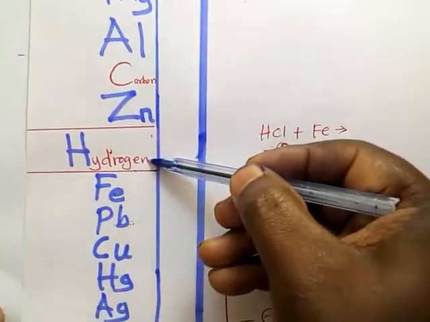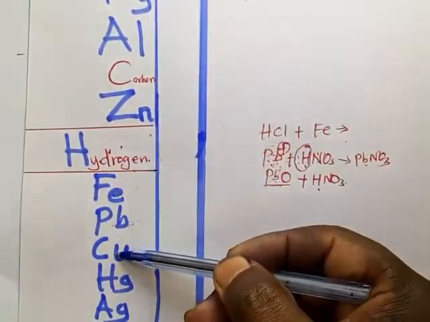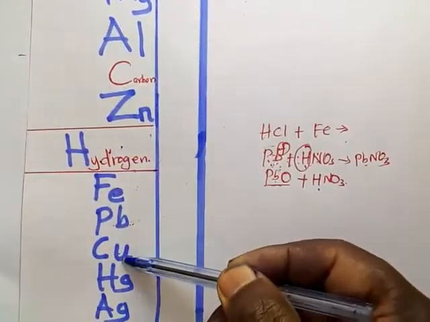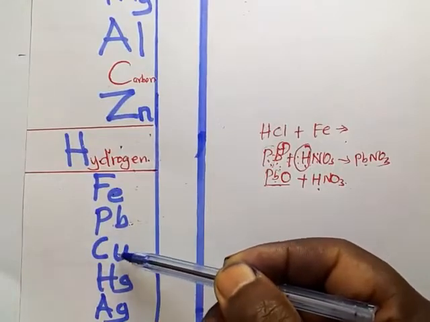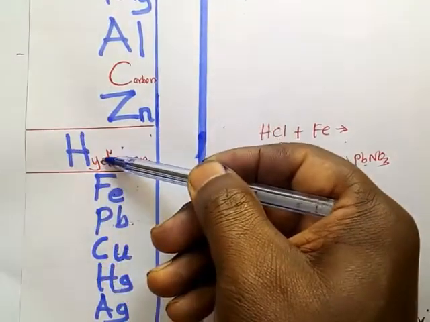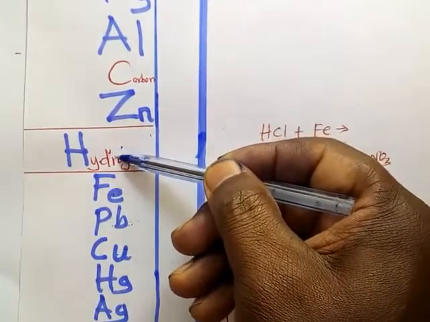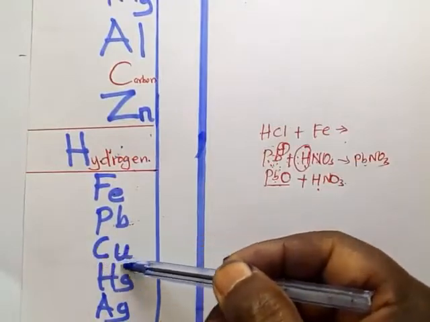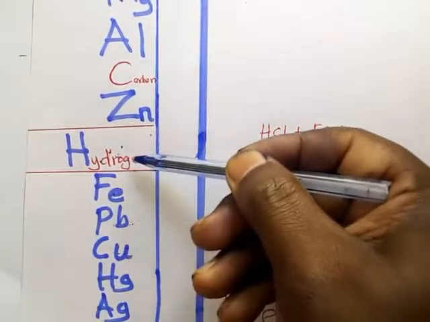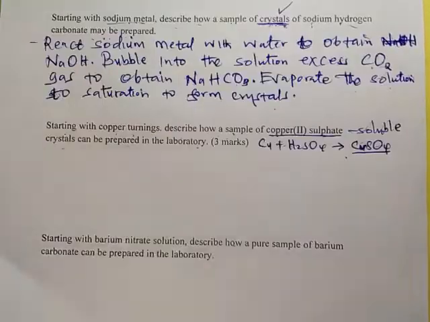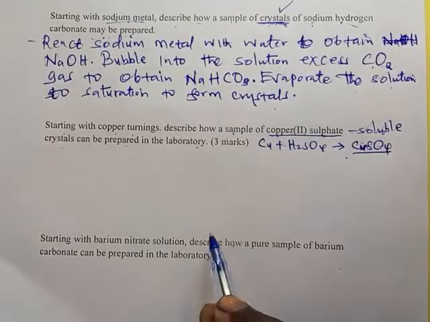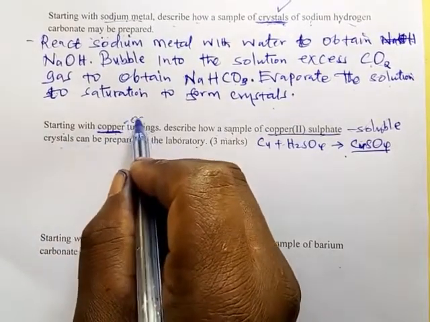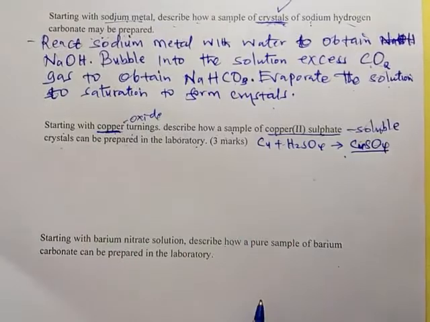In the reactivity series, hydrogen is above copper, meaning hydrogen is more reactive than copper. There is no way copper ions will displace hydrogen in the acid to form the salt you want, because copper is less reactive than hydrogen. Therefore, we need to make this copper form an oxide. Very important.